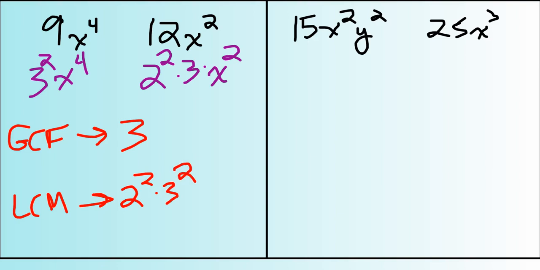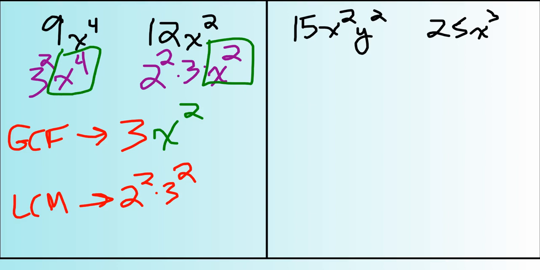Which is 36. As far as the x's are concerned, the least number we see, which is the amount that they can share, is 2, and the greatest number that we see, which is what we need for the LCM, is 4. So the GCF is 3x squared, and the LCM is 2 squared times 3 squared times x to the fourth.